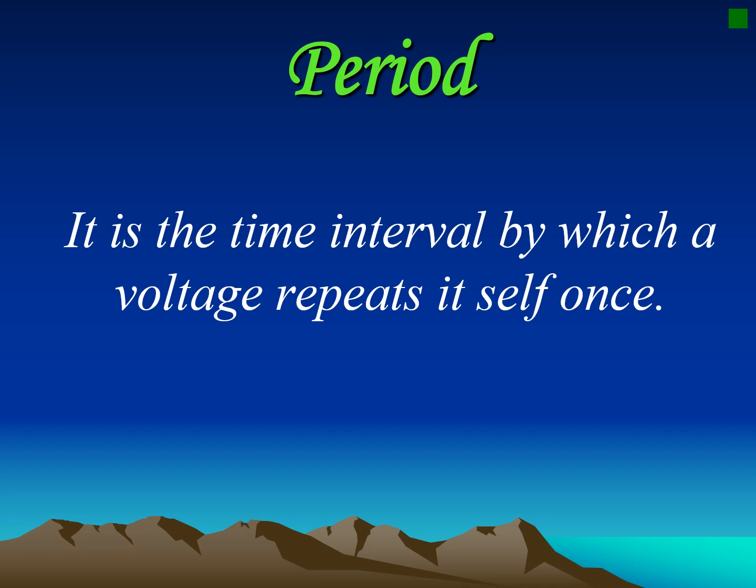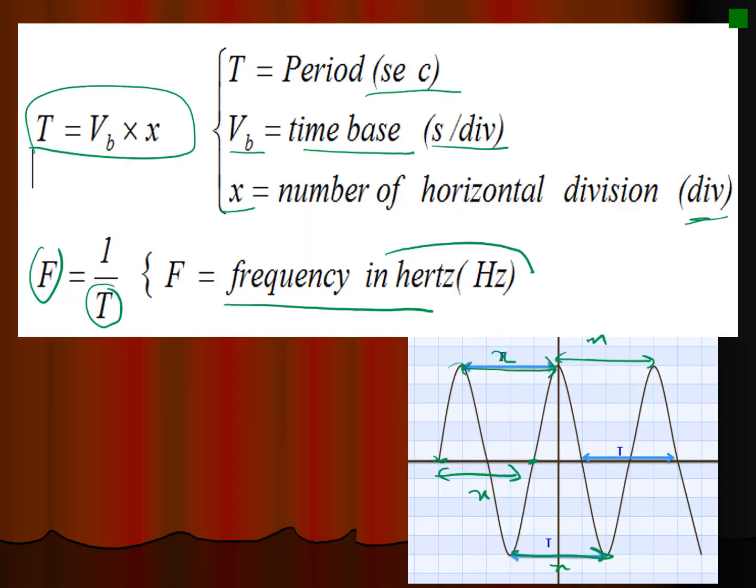Period. It is the time interval by which a voltage repeats itself once. To find the period using the oscilloscope, T equals VB times X. T is the period, its unit is second. VB, time base, is in second per division. X, number of horizontal divisions, in division. X on the oscilloscope is from maximum to maximum, or minimum to minimum, or makes a complete cycle. So it is X.